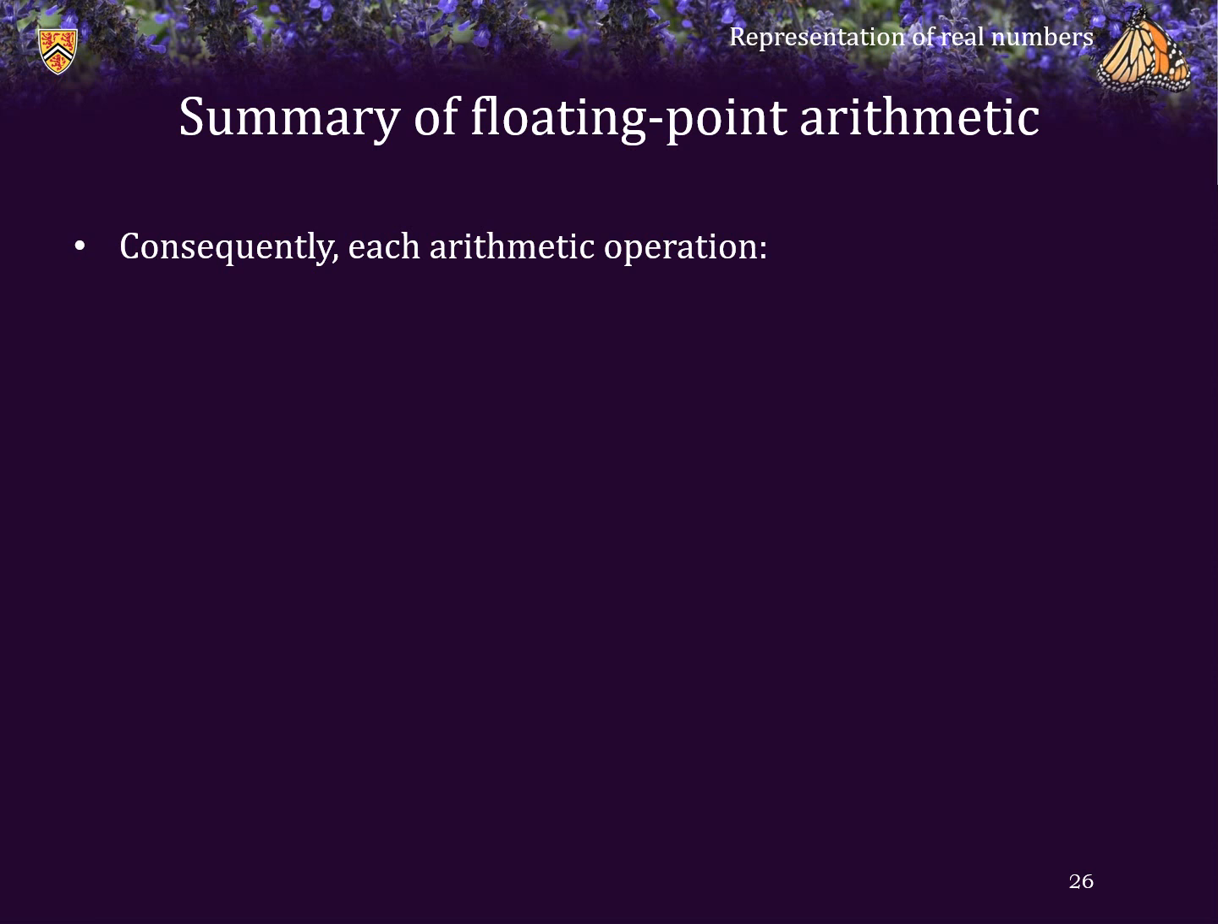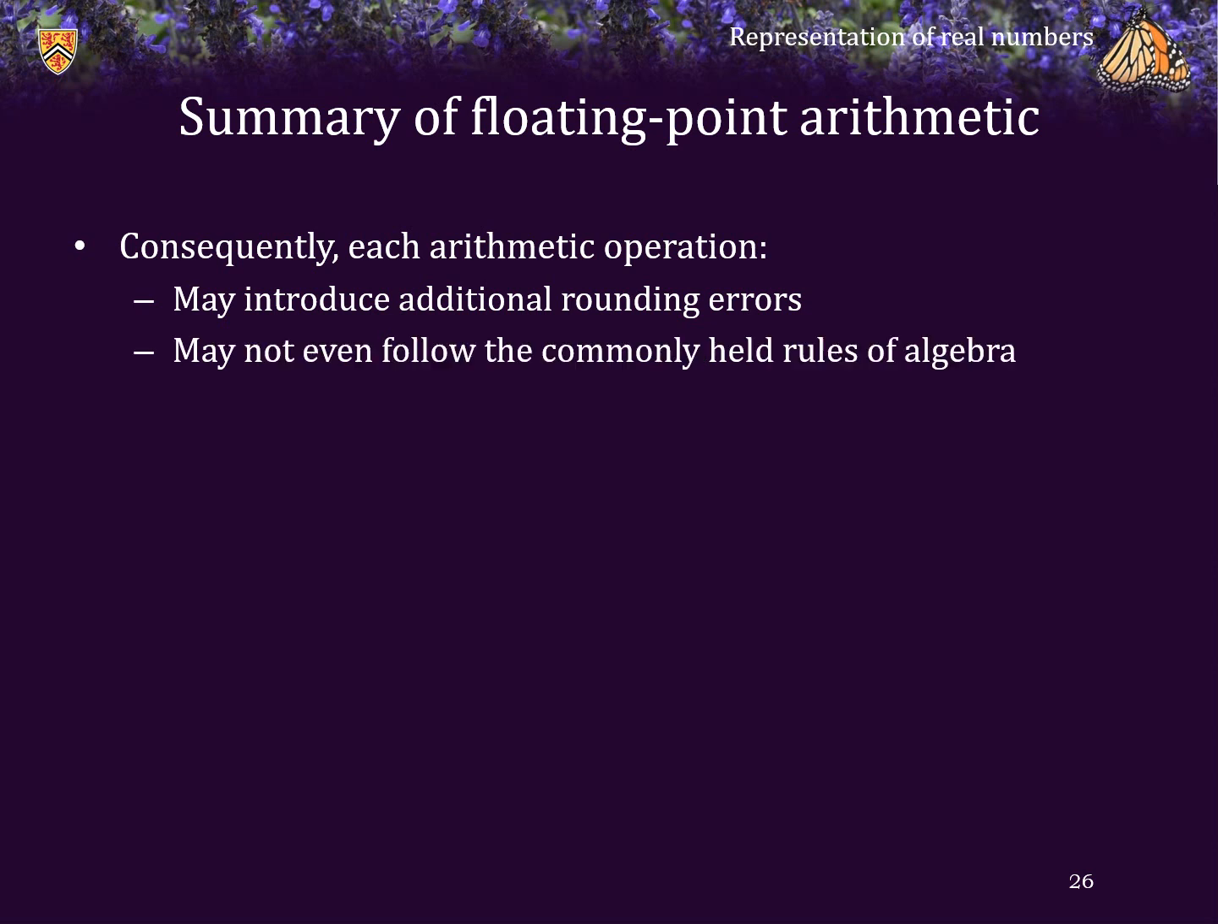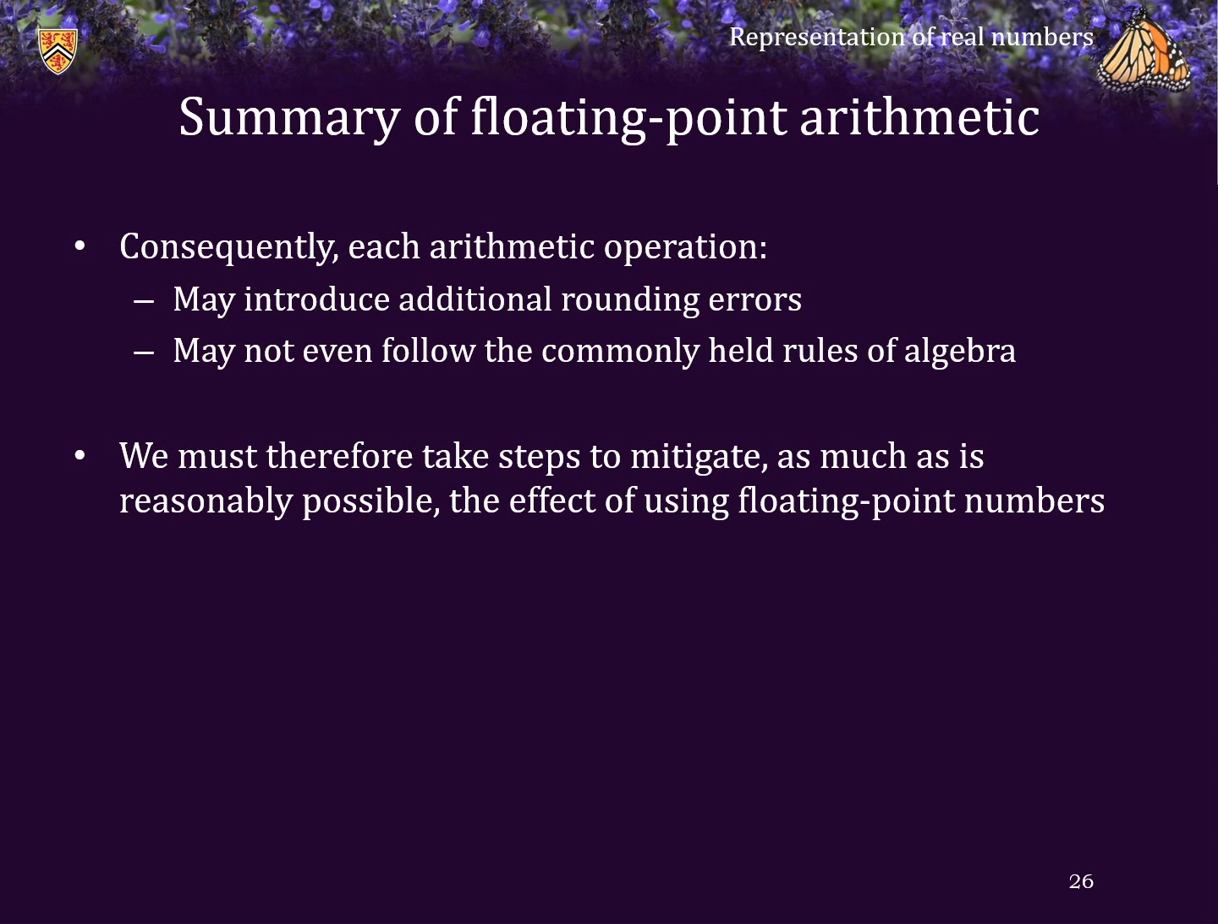Consequently, from these examples we have seen, we note that if we use a floating point representation of real numbers, then each arithmetic operation we perform may introduce additional rounding errors, but not only that, it may not even follow the rules of algebra. So x plus y may equal x even if y is not equal to 0, and given a list of numbers, the order in which you add them may actually make a significant difference. So consequently, throughout this course, we will need to take steps to mitigate as much as possible the effect that results from using floating point numbers in our calculations.